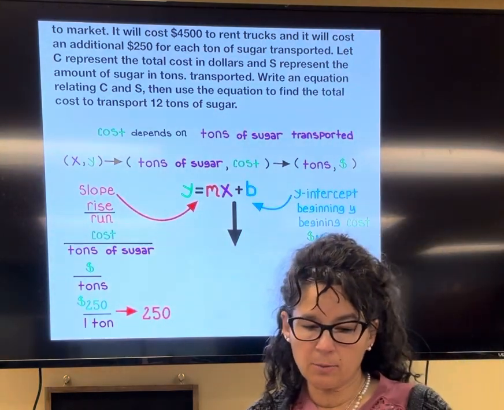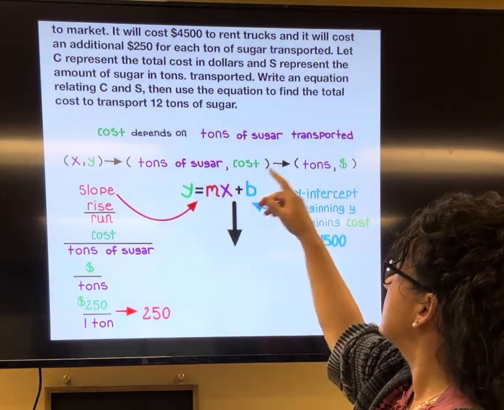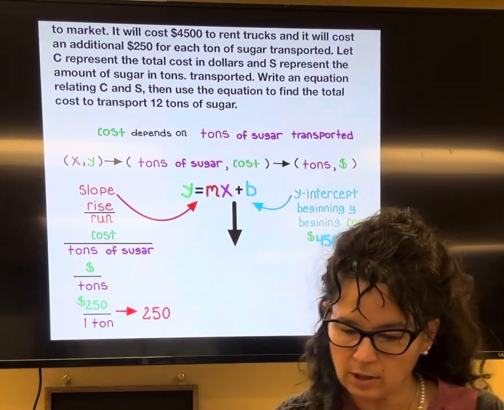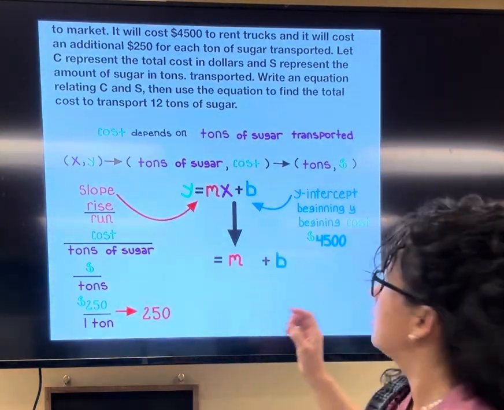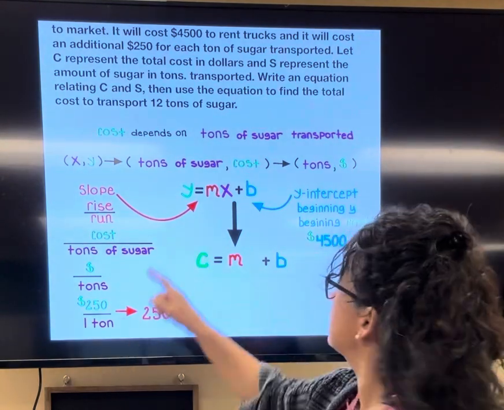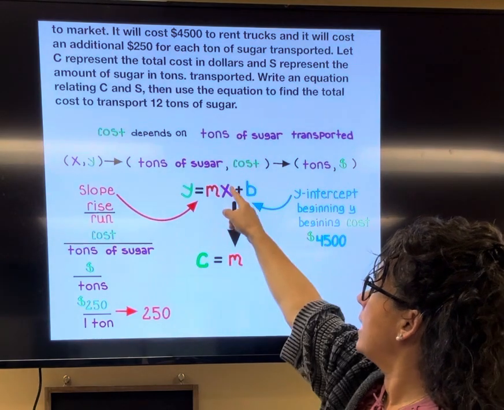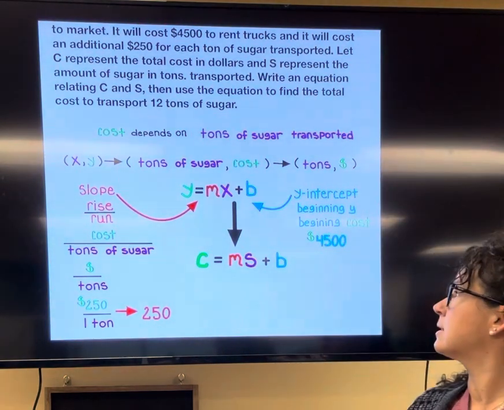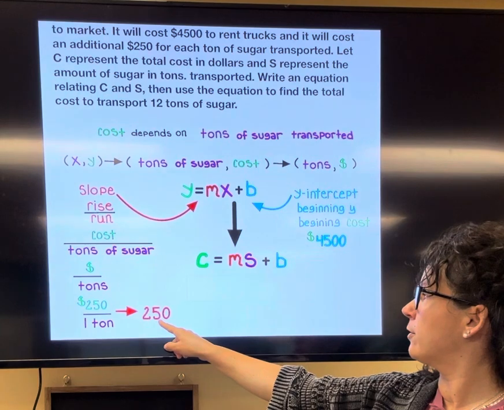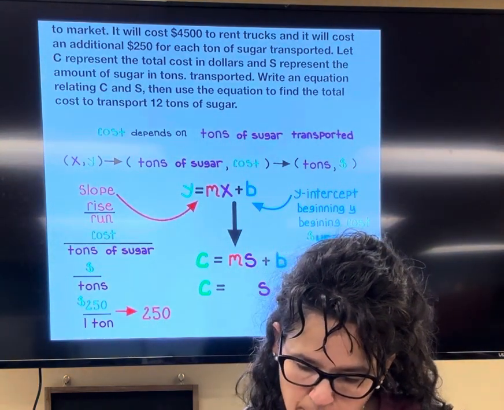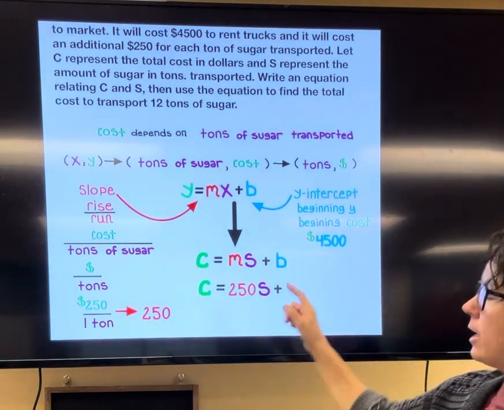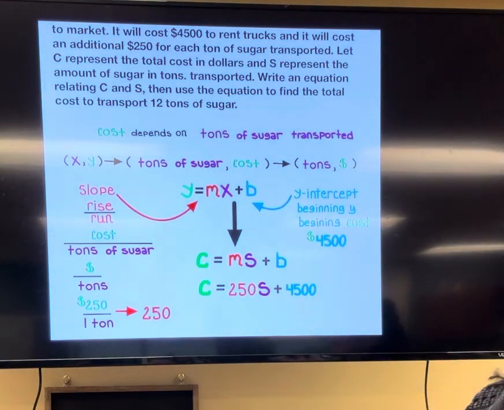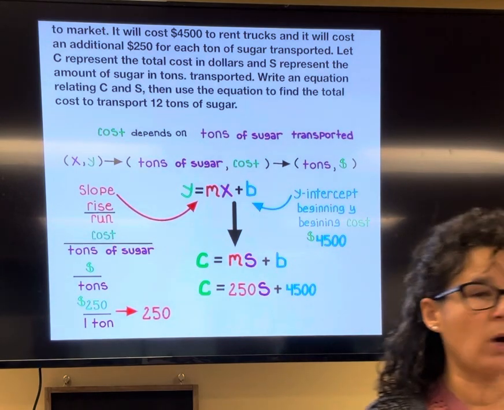Then let's use the variables that they ask us to. It says that for tons of sugar, we want to use the letter S, and for cost, we want to use the letter C. So instead of a Y, I'm going to put a C, and instead of an X, that's going to be tons of sugar, and they're using the variable S. We know that the slope is 250, so I'm going to put in 250 here, and I know the y-intercept is 4,500.